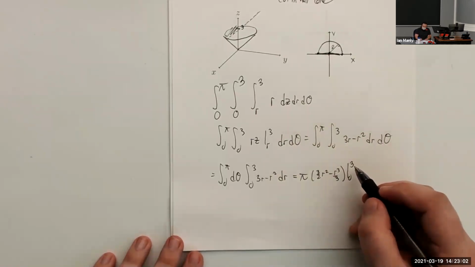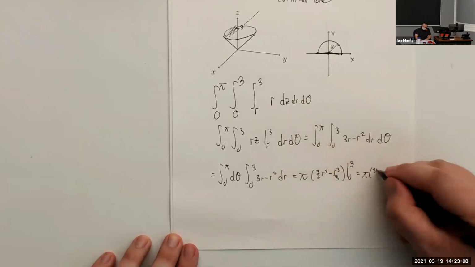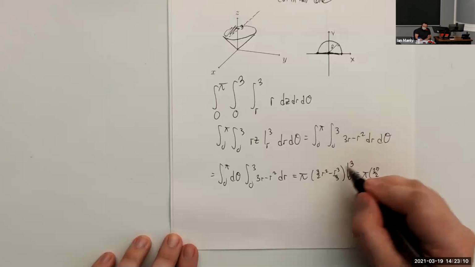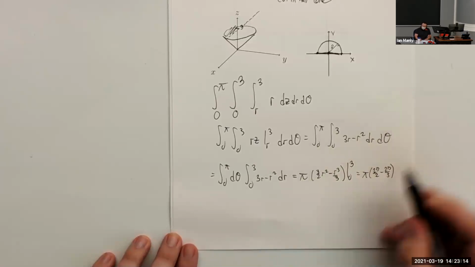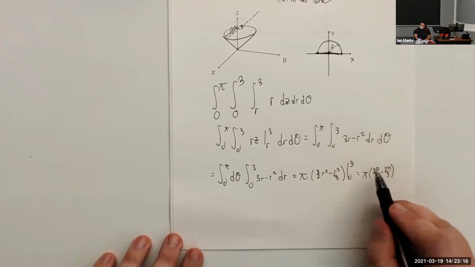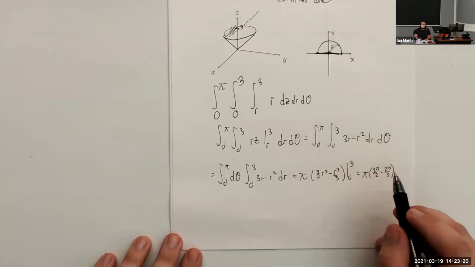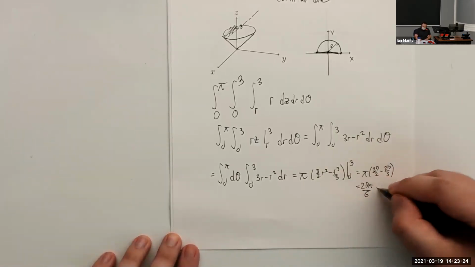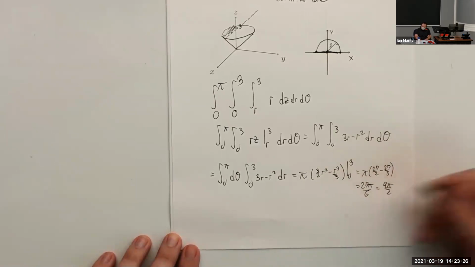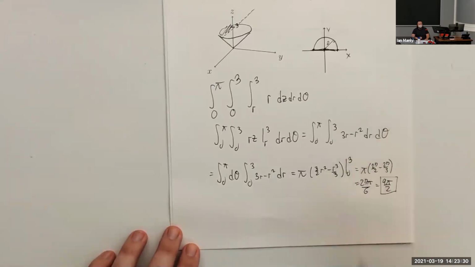All right, so then what are we going to get here? We plug 3 in for here. This will be 9 times 3 is 27 over 2 minus 27 over 3. Well, if I factor out a 27, a half minus a third is a sixth. So this ends up being 27 pi over 6, aka 9 pi over 2. All right, so that will be the volume of this half cone.